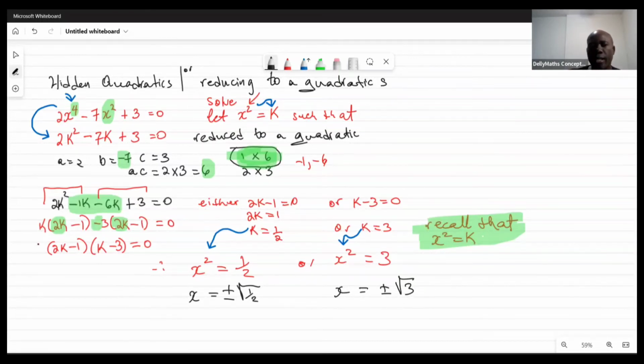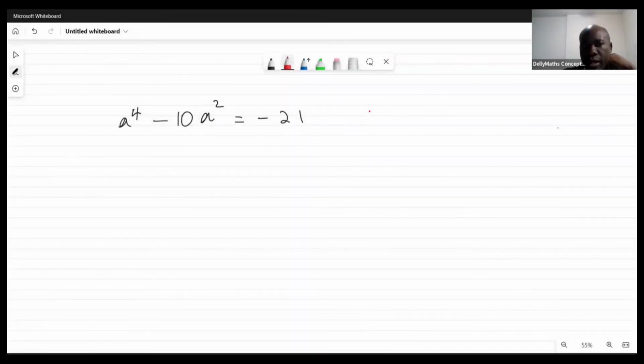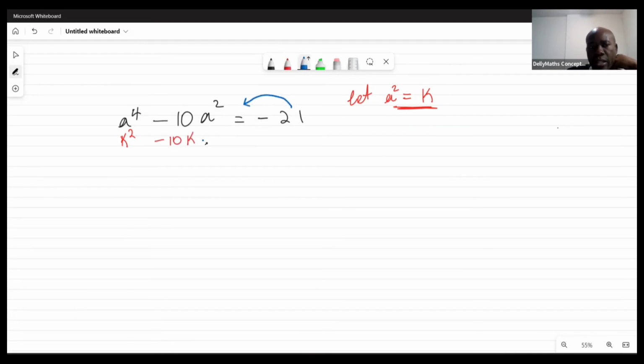There it is. So that's just one example. I will go through more. So we'll start by letting a squared equal k again, which means that from the beginning here, I'll have k squared, because a to the 4th power is a squared squared. So that will sort out that part. Minus 10 with just k now. And then I'm going to migrate this negative 21. It's going to be positive 21 on the other side. So it's positive 21, and this is now equal to 0.